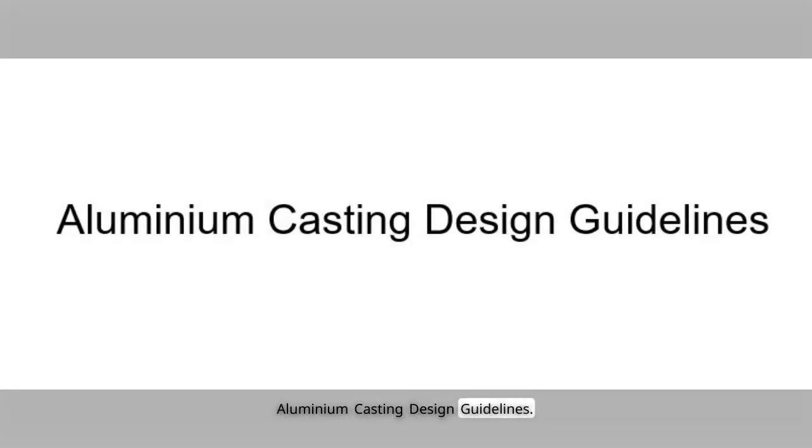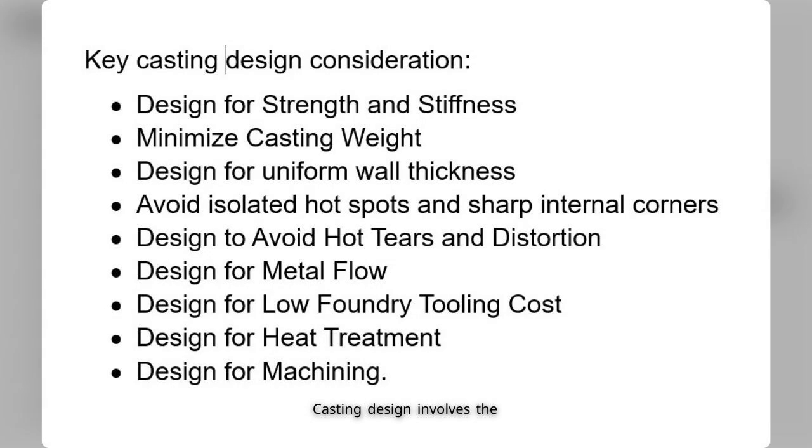Aluminium casting design guidelines. Casting design involves the specification of the overall configuration of the casting as well as the detailed geometry of the various features that comprise it. The goal of casting design is, first, to satisfy the functionality and service requirements of the application. Second, to specify a casting configuration and detailed design that results in low cost, high inherent quality, and short lead time.